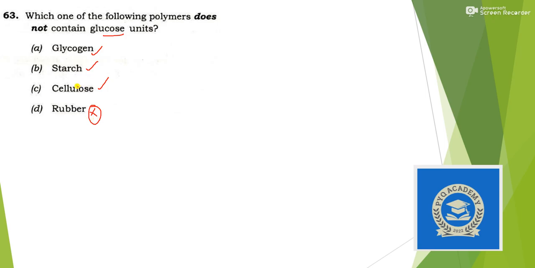So our answer is option D, which does not contain glucose. Rubber, in general, does not contain glucose. So the answer is option D. So just read the question, don't skip that. You can also solve by using different logics.